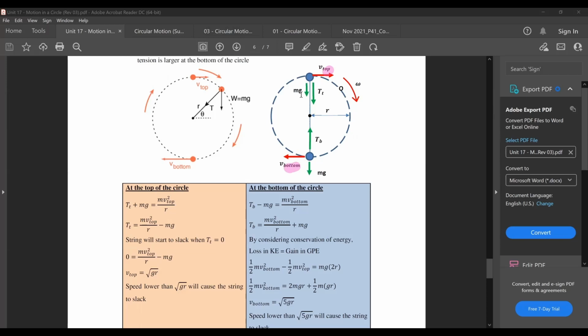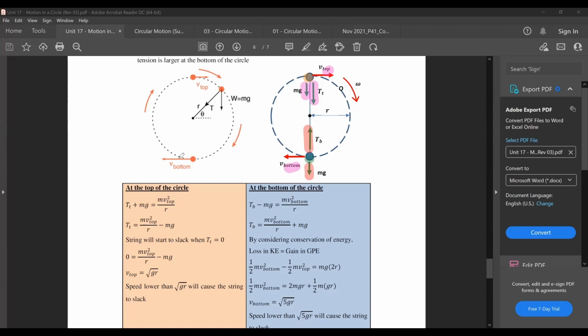Now, at the top of the circle, where my mass is, I would have my weight mg acting downwards. I would have my tension acting on the mass downward. Okay, this is talking about the forces acting on the mass. I'm not talking about forces acting on the string. I'm talking about forces acting on the mass. For the mass itself, weight will be downwards, tension by the string will be downwards. Okay, at the bottom of the circle, my weight will again still be downwards, but my tension by the string will be upwards. Okay, so these are the forces acting on the mass right now.